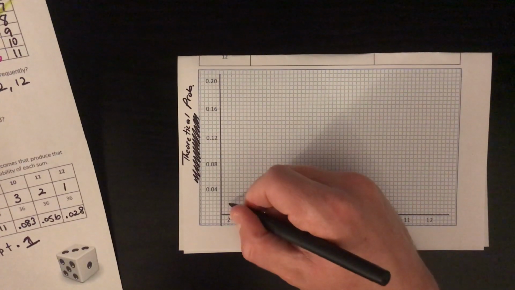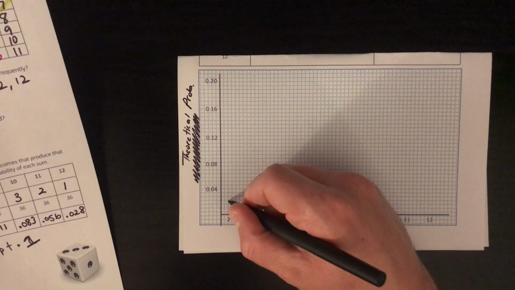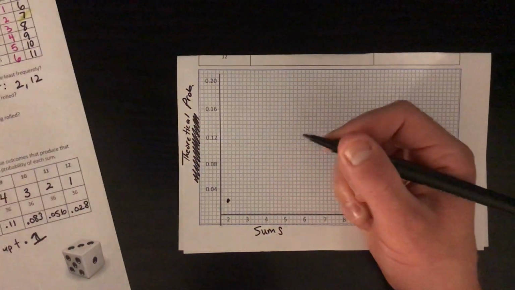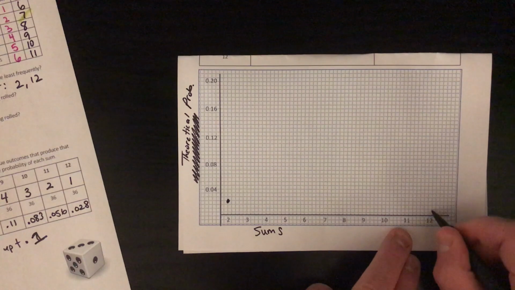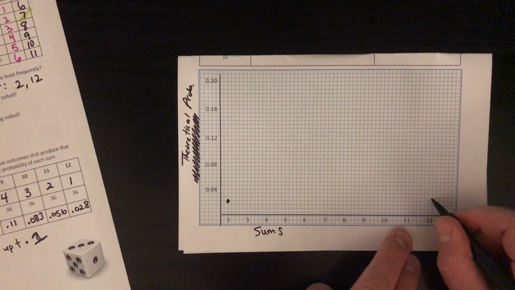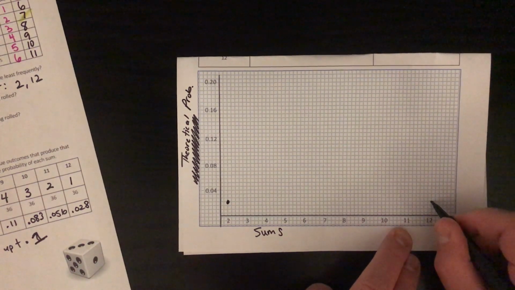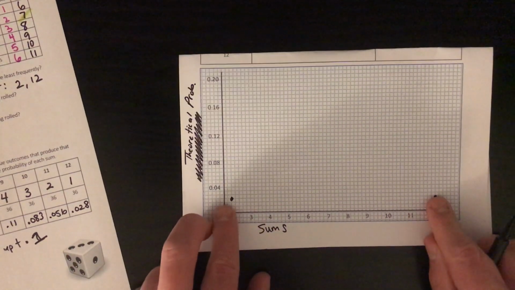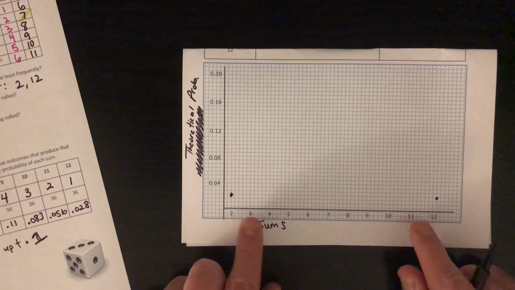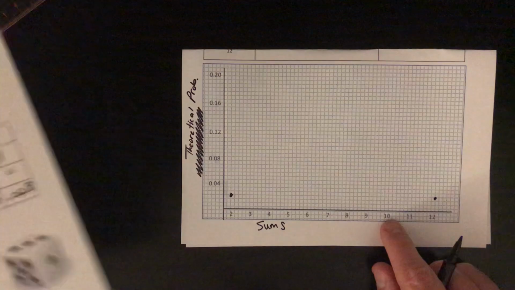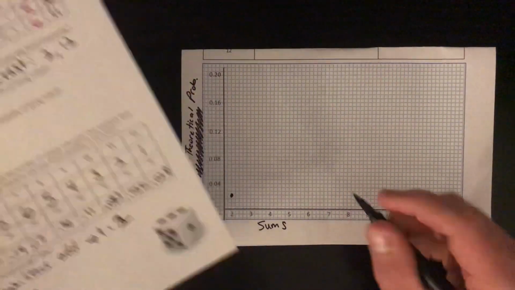So that's lower than 0.04, probably, it doesn't have to be perfect. We can go about here. And 12 is going to be at the same spot, right? Because 12 and 2 have the same probability. 3 and 11 have the same probability. 4 and 10 have the same probability. So that makes things a little bit easier.